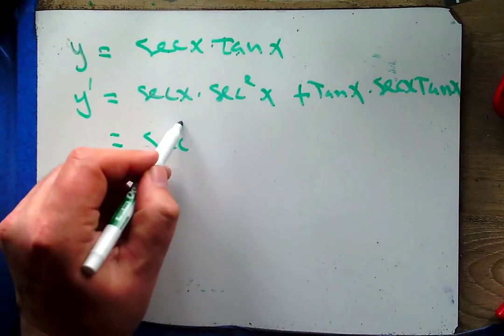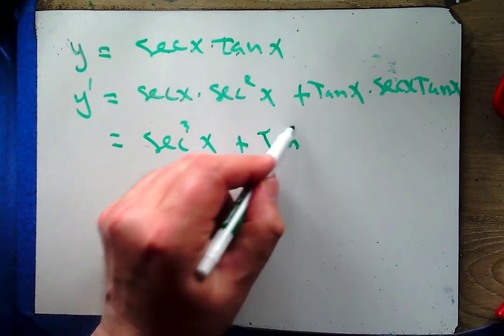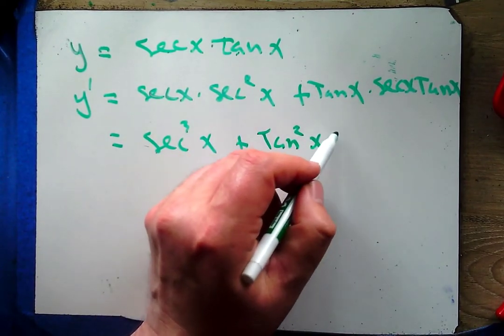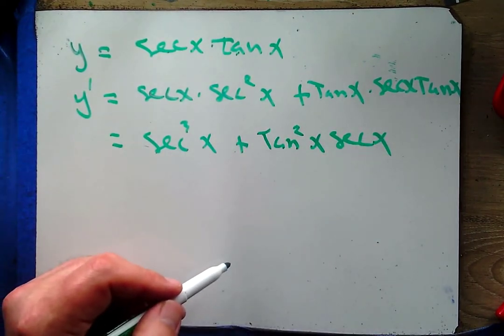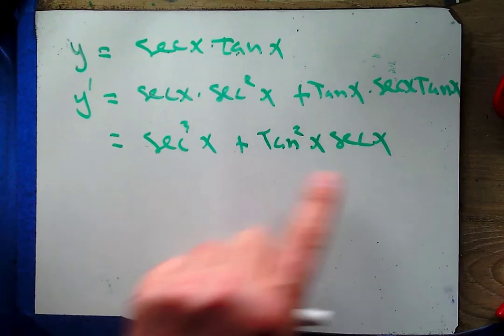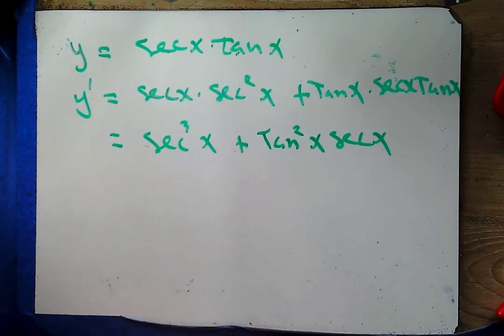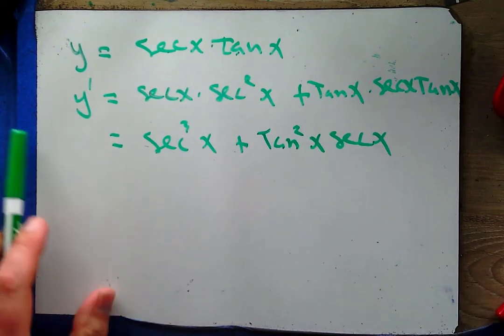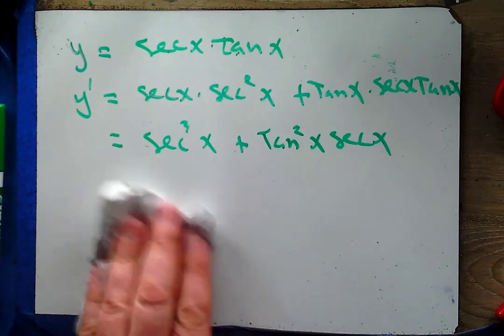So what do we have here? We've got secant to the third x plus tangent squared x secant x. Okay. I could take a secant out of both of them, and that'd give me secant squared plus tangent squared, but secant squared minus tangent squared is the identity, not secant squared plus tangent squared. So it can't really go anywhere with that.